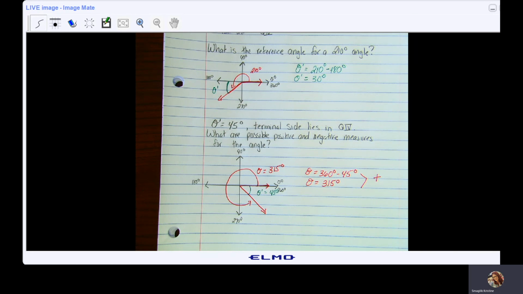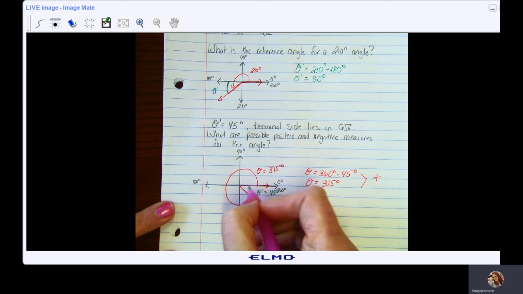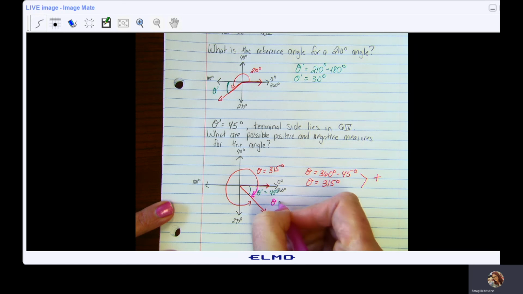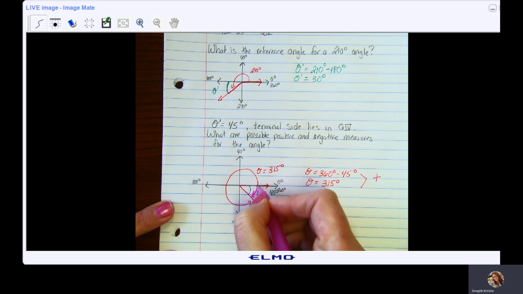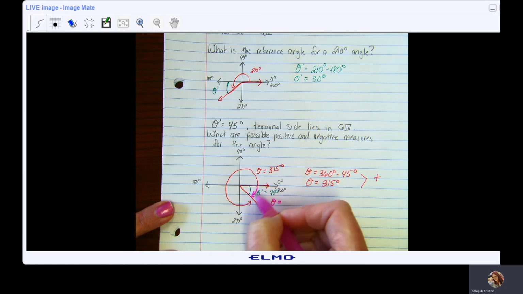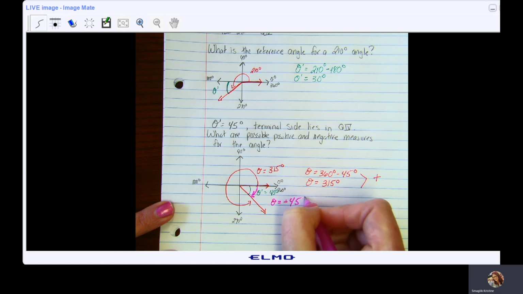Now let's do a negative. So if I'm doing negative, I'm going clockwise. So that means I start at the initial side and I go this way. So now here, theta equals, and because I went clockwise, it is negative. And I know my reference angle is 45 degrees. Well, that's the same distance I've traveled. So this is negative 45 degrees.